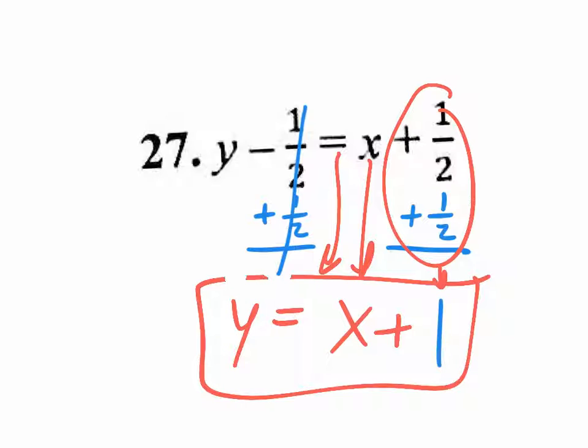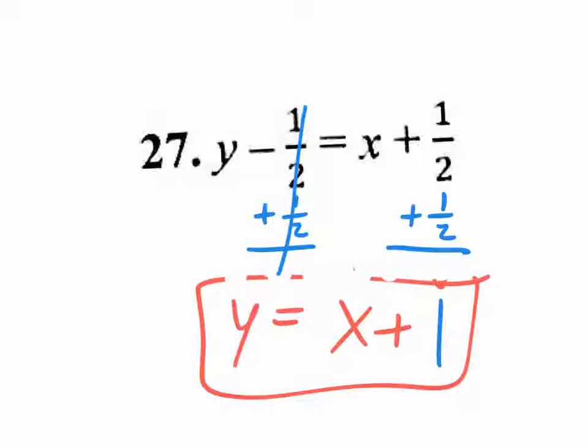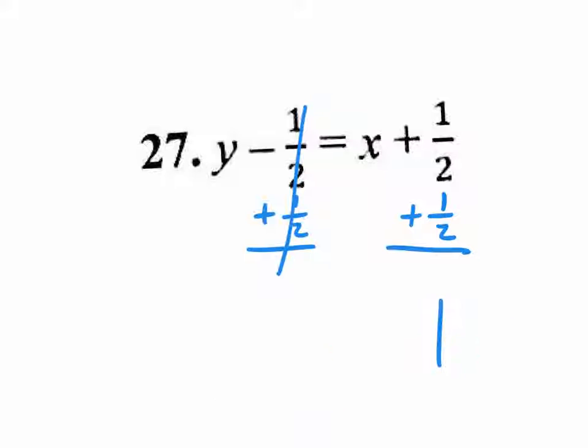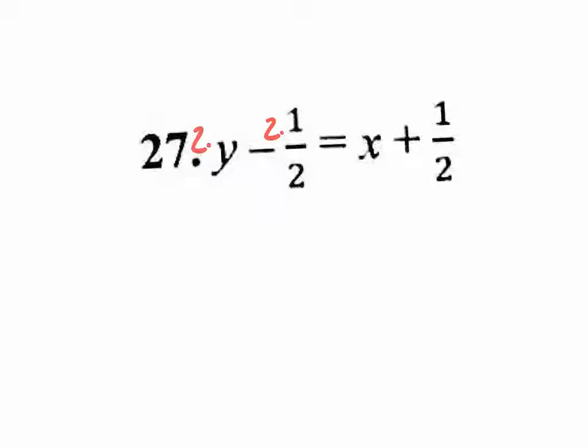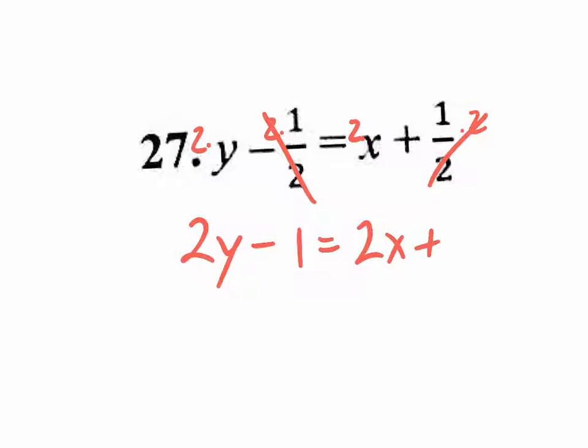Now, how about this? For funsies, let's go back and get rid of the fraction just for funsies. Let's say you're bored on Saturday night, you want to do that. Check it out. If you want to get rid of the fraction, you can multiply everything by 2. You'll have 2y minus 1 equals 2x plus 1. And again, slope-intercept form, you got to pay attention to the instructions. It's not standard form, it's slope-intercept on this final section of the homework.